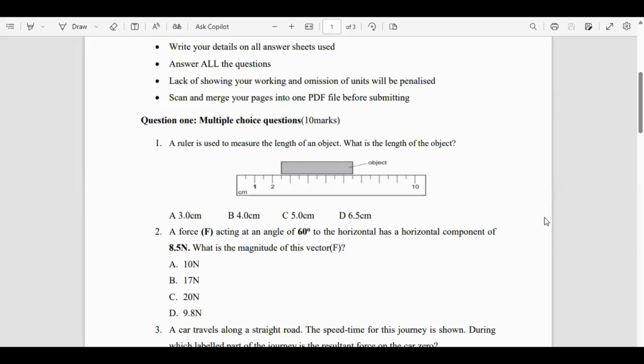All right, so let's start with question one, since it wasn't represented in sections, but rather questions. So there's question one, which is carrying 5 questions on multiple choice. So we can go through them one by one. So this is question one, and question one is saying a ruler is used to measure the length of an object. What is the length of the object?